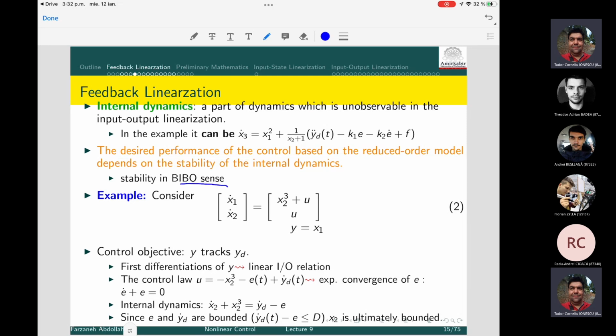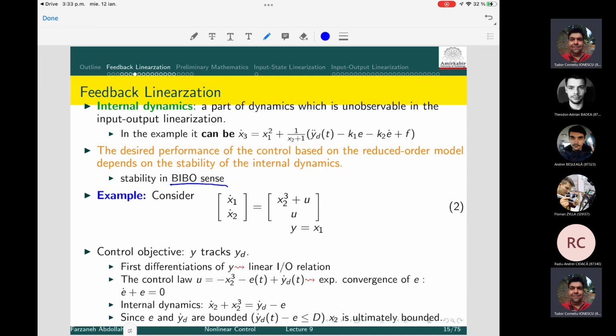Stability, it says, in the bounded input, bounded output case. We have a very simple second order system. You note that the second equation is just an integrator. The control objective is for the output y to track a desired trajectory yd. You differentiate. y dot is x1 dot, and this is linear in the input u. You can realize that. So the control law is very easy.